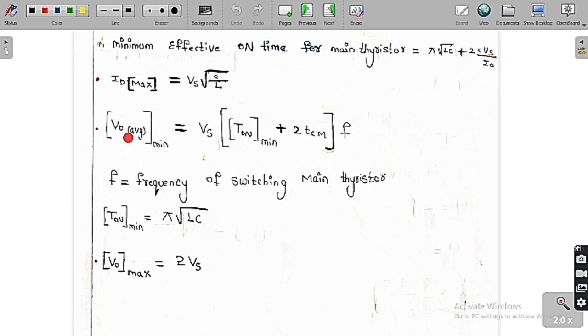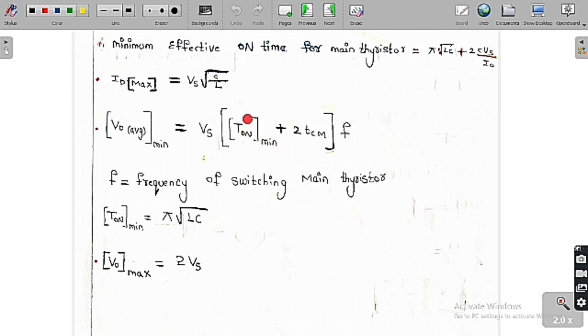If you want to know the average output voltage, I have already told you, just now we have discussed, it is Vs into T on plus 2 Tcm by capital T. So 1 by capital T means frequency f. This will be minimum only when T on is minimum. Only when T on is minimum will the average value become minimum. So we get the minimum average output voltage when T on becomes minimum.